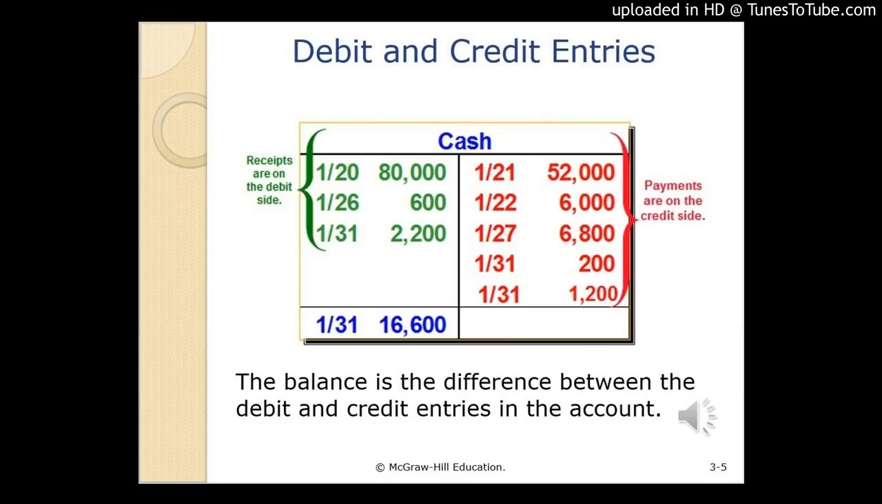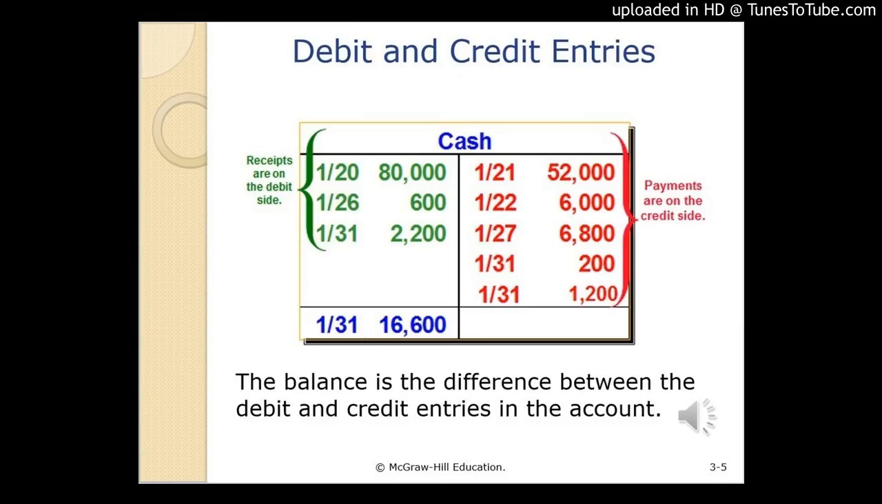Now this is an asset account. Cash is a type of asset that you have. When we increase an asset account, it's called debiting an asset account. When we decrease an asset account, it's called crediting an asset account.